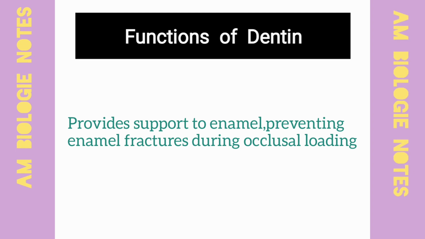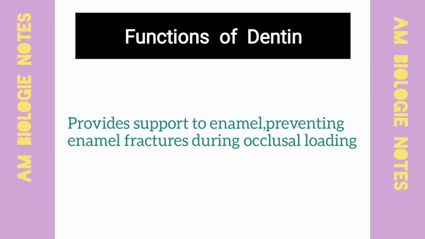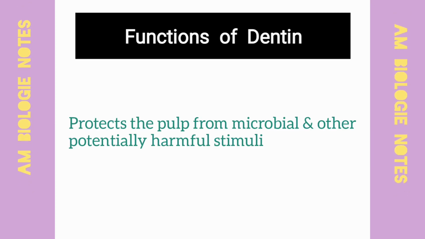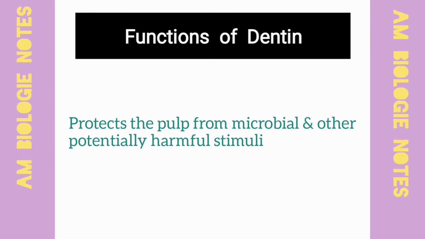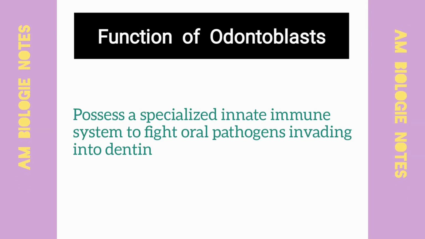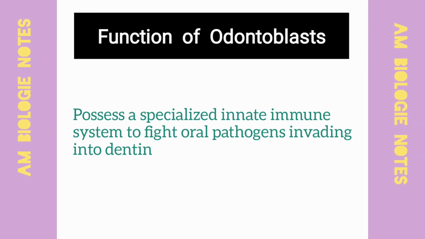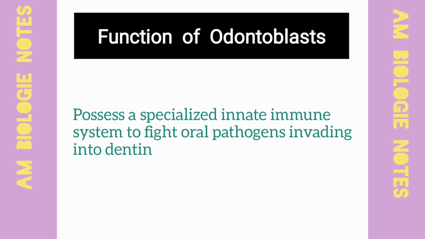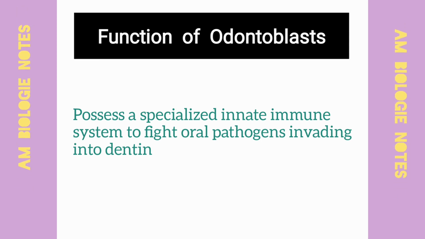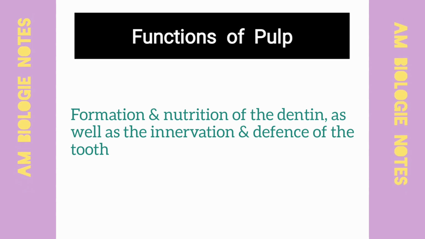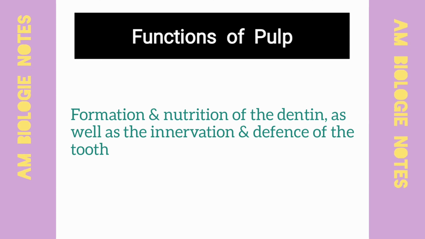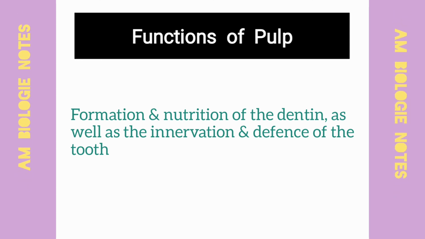Functions of dentin. Dentin provides support to enamel, preventing enamel fractures during occlusal loading. It also protects the pulp from microbial and other potentially harmful stimuli. Functions of odontoblasts. Odontoblasts possess a specialized innate immune system to fight oral pathogens invading into dentin. Functions of pulp are formation and nutrition of the dentin as well as the innervation and defense of the tooth.